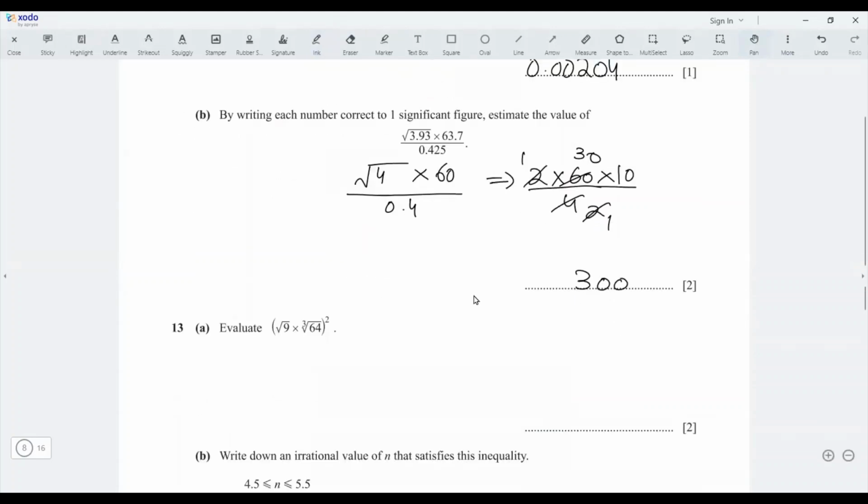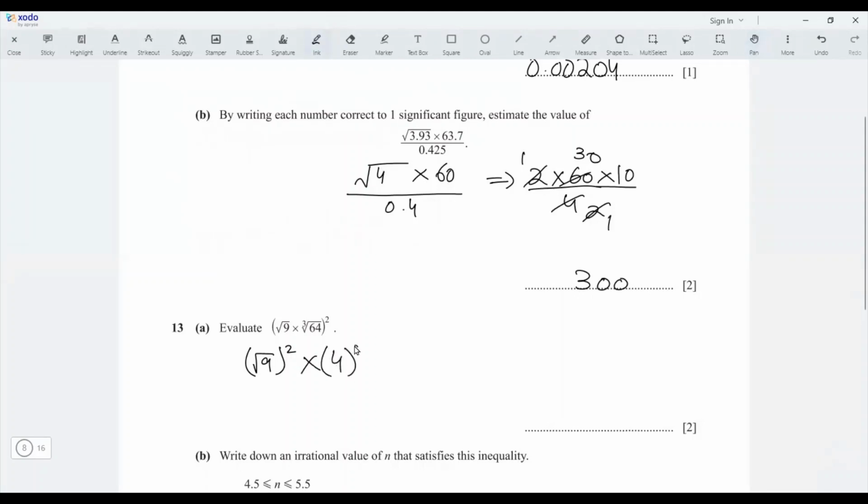Moving to the next question, we have to evaluate, and evaluation means we have to take the powers, multiplying the powers with the powers. So the square root of 9 will be multiplied with the power of 2. What's the cube root of that? You can say 64, it's a perfect cube. So the answer of this is 4.